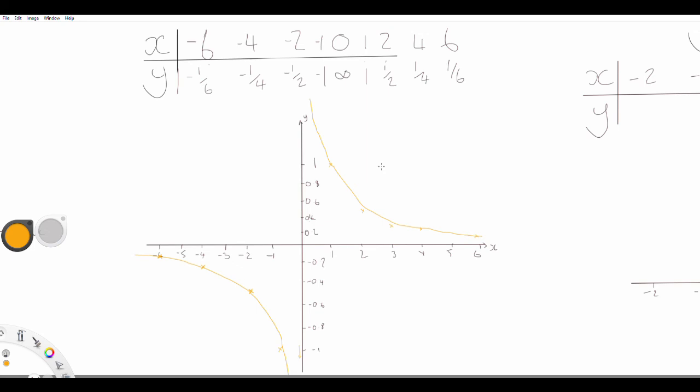Now again, we did 1 over x. Your k number could change, so you might have a value greater than 1 divided by x, and the exact shape that graph takes up will be different, but it will generally be the same curves that you'll get with this split curve.